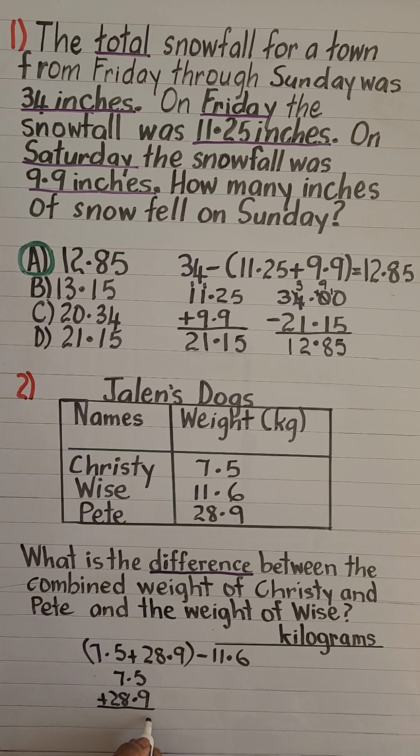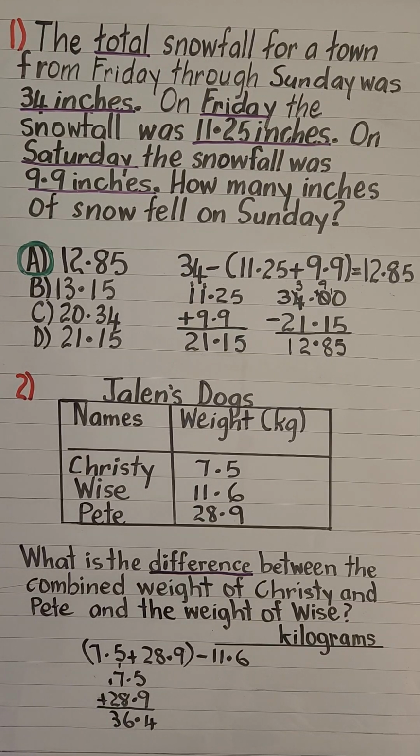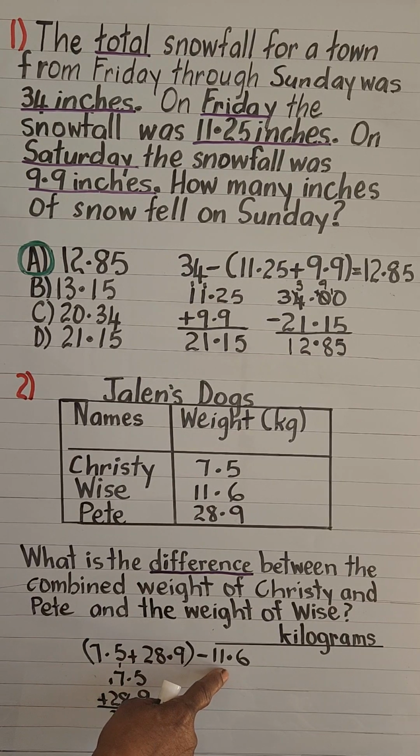9 plus 5, 14. 4, carry 1. 8 plus 8, 16. 6, carry 1. And 1 plus 2, 3. So the combined weight of Christy and Pete is 36.4 kilograms. Now we're going to subtract.